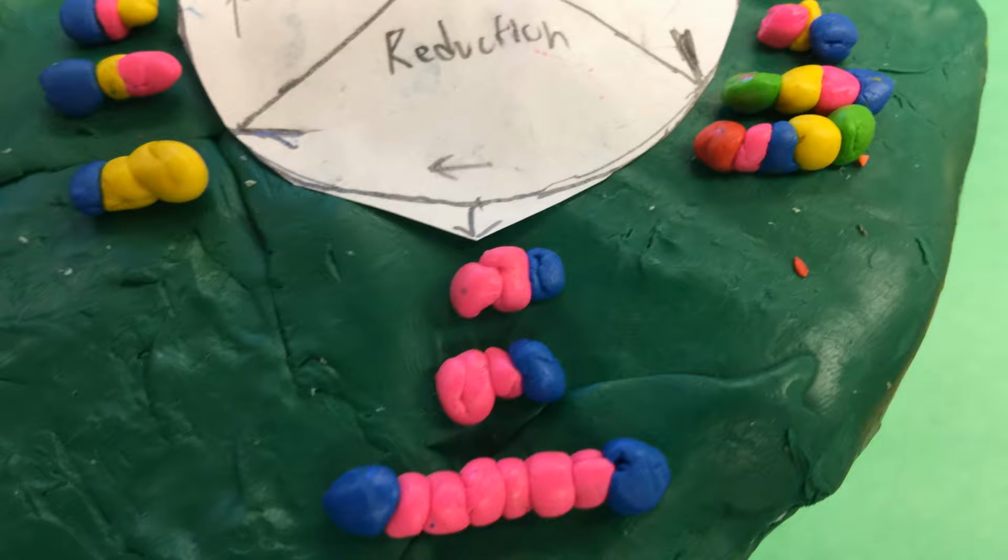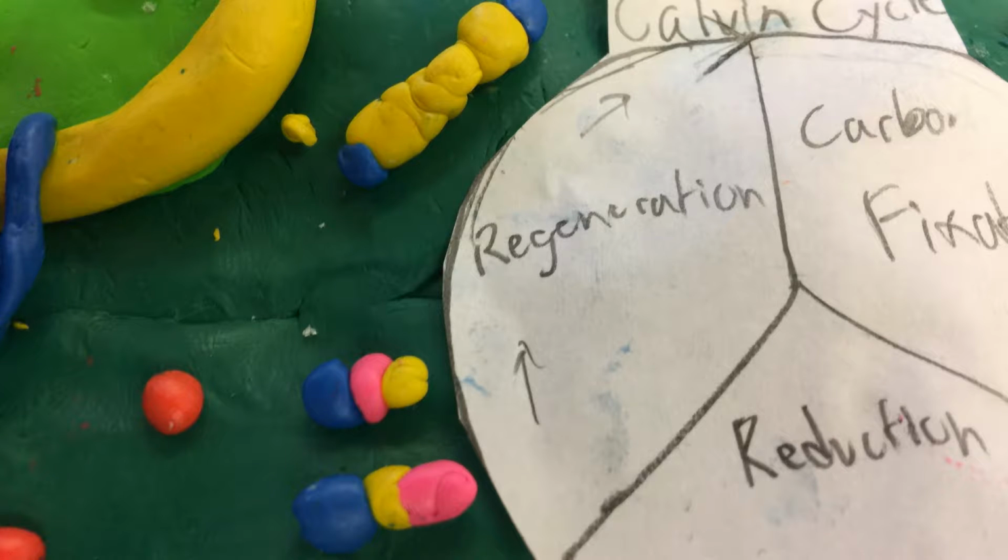NADPH reduces to form 2 molecules of G3P. 2 G3P molecules may leave the cycle to form glucose. If the G3P remains, it may use ATP to regenerate into ribulose bisphosphate. This releases ADP, which is used in chemiosmosis.